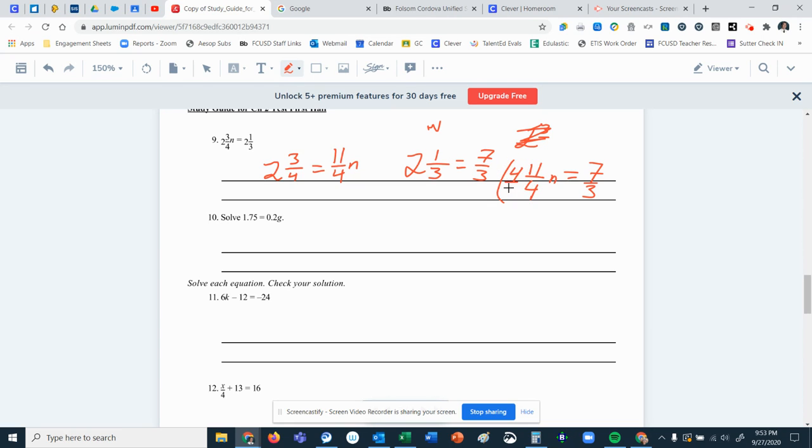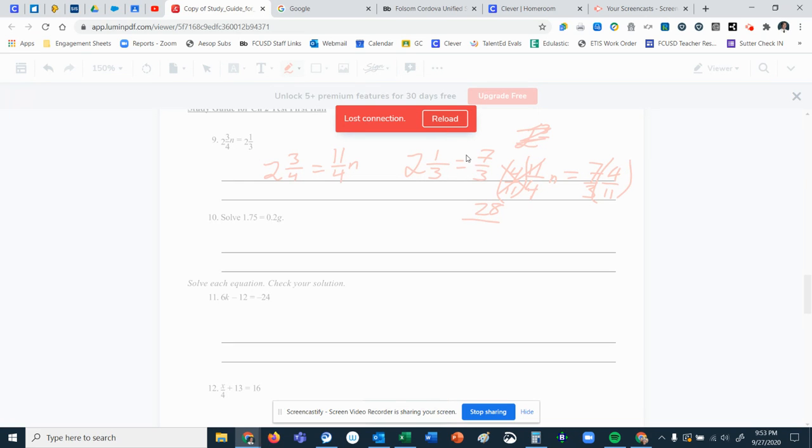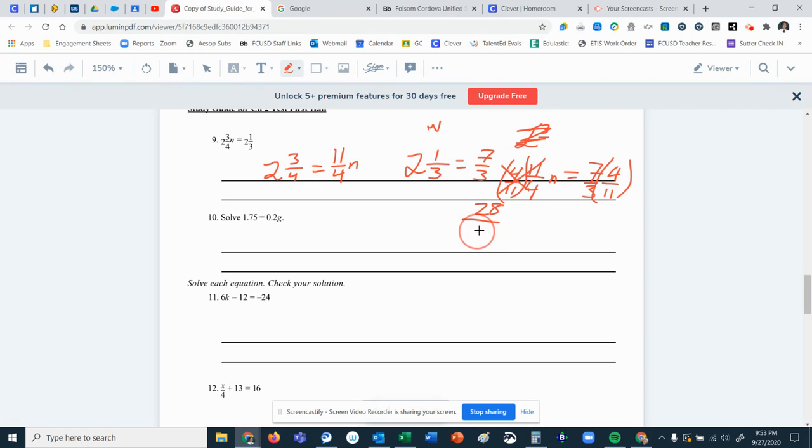So we flip over that fraction, 4/11ths, because that's always what we're trying to get rid of, and that's how I get rid of it. I multiply by 4/11ths on the other side, and I get 7 times 4 is 28 over 3 times 11 is 33. So 28 over 33 is my answer for number 9. Now, if you got that one marked wrong, that is the correct answer. I'm going to have to fix that on McGraw-Hill.